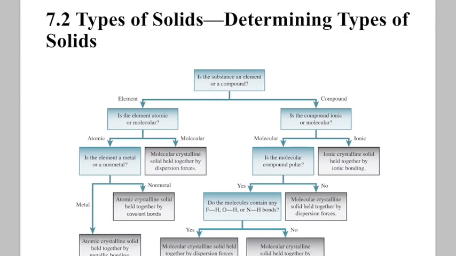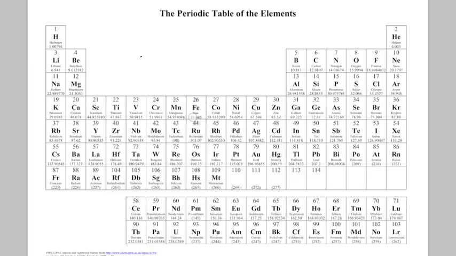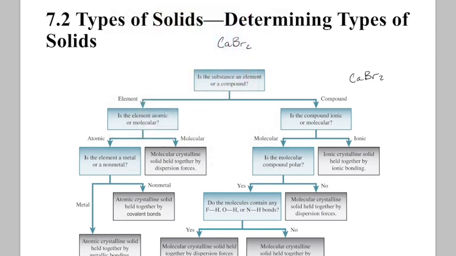All right, calcium bromide. Is this an element or a compound? Well, we've got two different elements, so it's definitely a compound. Is it ionic or molecular? You guys take a look at the periodic table here and see if you can tell me whether calcium bromide is ionic or molecular, meaning covalent. So calcium's over here, bromine's over here. Since they're on opposite sides of the periodic table, this would be ionic. So that means that calcium bromide is a crystalline solid held together by ionic bonding.